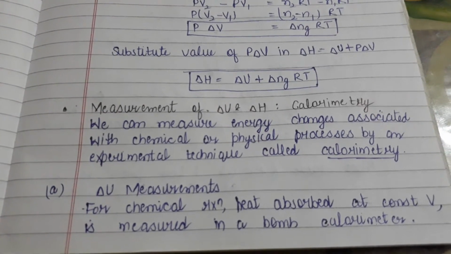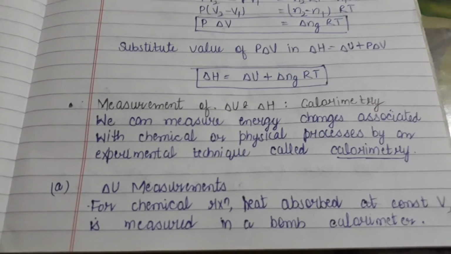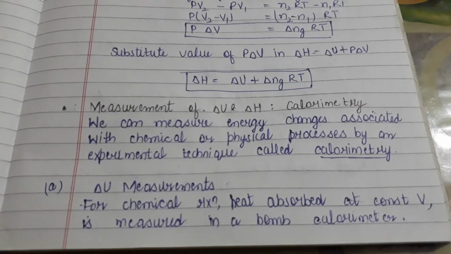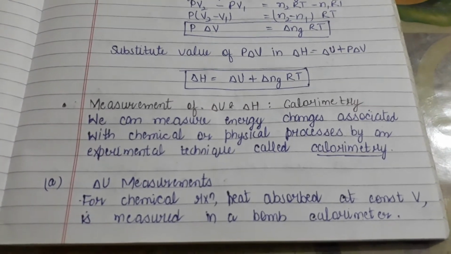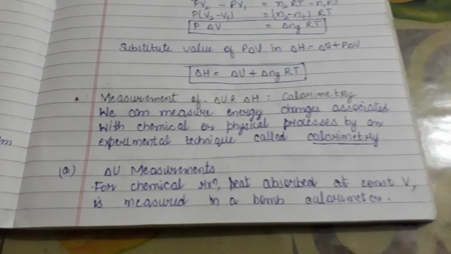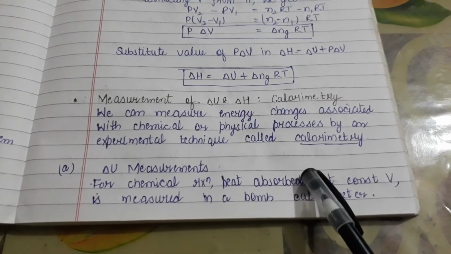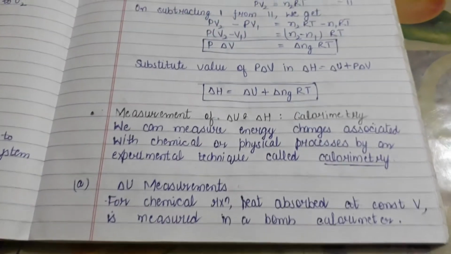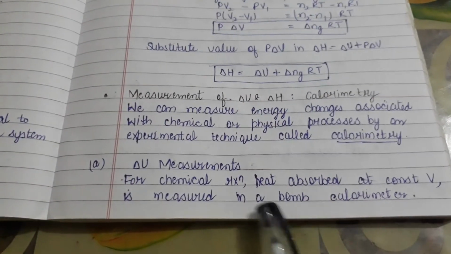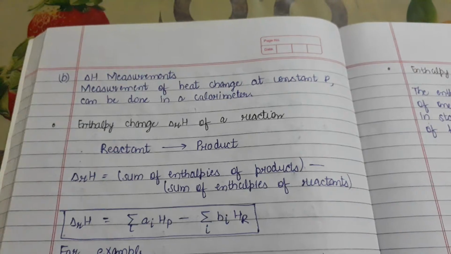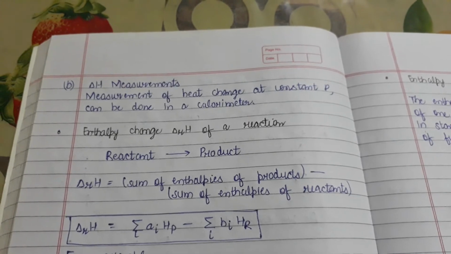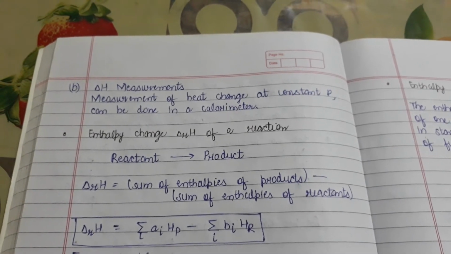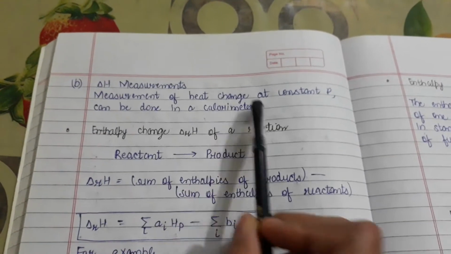Measurement of delta U and delta H. We can measure energy change of a chemical or physical process by an experimental technique called calorimetry. For delta U measurement of a chemical reaction, heat absorbed at constant volume is measured in a bomb calorimeter. Delta H, the measurement of heat change at constant pressure, can be done in a calorimeter.